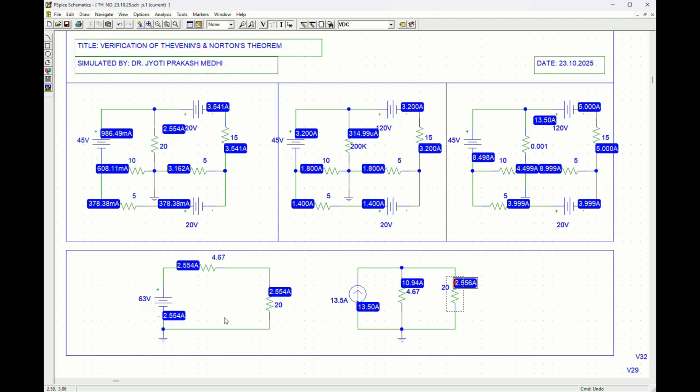So the first one is called the Thevenin circuit, and the next one is called the Norton circuit. So this is the Norton and Thevenin theorem. Okay, I hope you have understood how to verify using PSPICE.